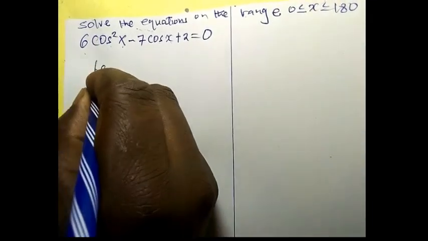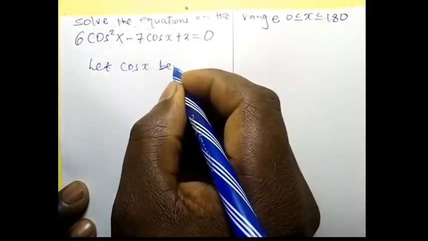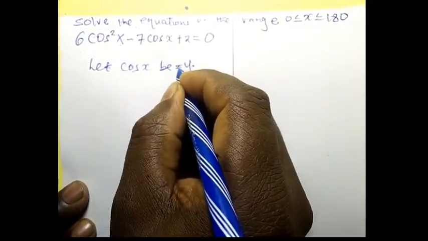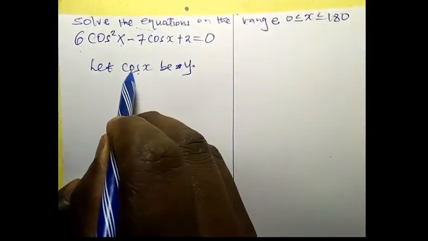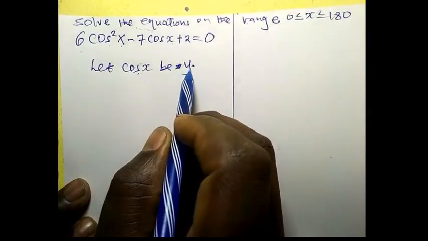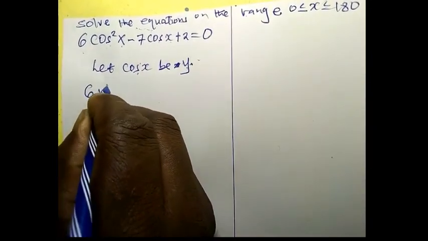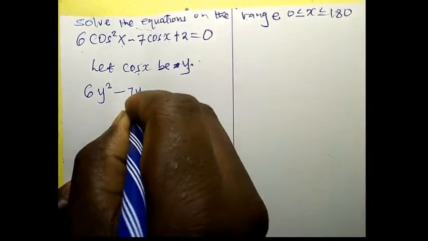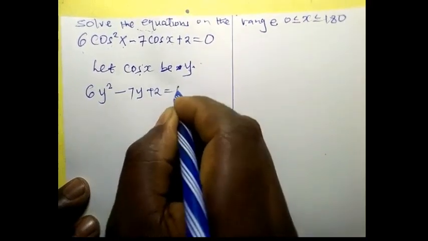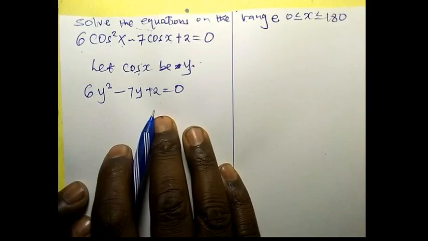Therefore, let cos x be any letter you choose. So I can choose y. Where we have cos, you put y, and where we have cos square, you put y square. So here we are going to have 6y square minus 7y plus 2 equal to 0. As you can see, we have formed an equation. So we solve this equation the way we know.